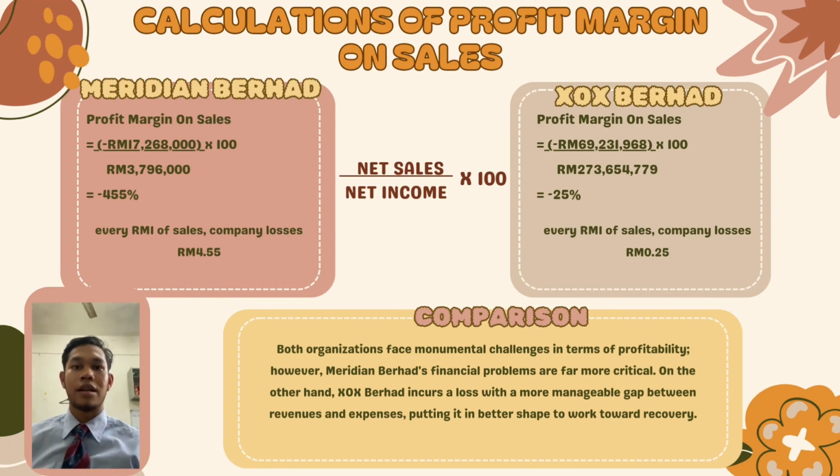SOX Berhad's profit margin on sales stands at negative 25%, implying that for every 1 ringgit generated by sales, the company has lost 25 cents. This value indicates the company's revenue is slightly insufficient to cover their costs. Therefore, both organizations face monumental challenges in terms of profitability. However, Meridian Berhad's financial problems are far more critical. On the other hand, SOX Berhad incurs a loss with a more manageable gap between revenues and expenses, putting it in better shape to work towards recovery.